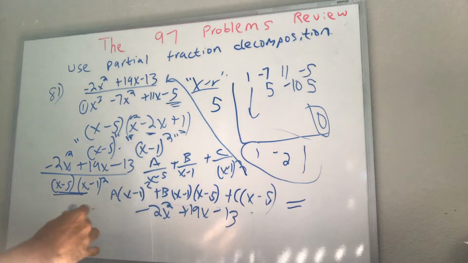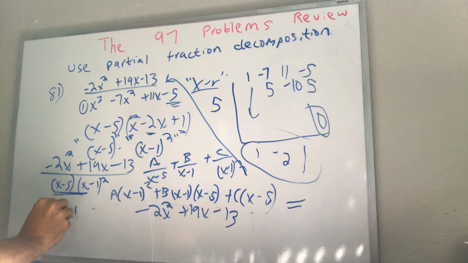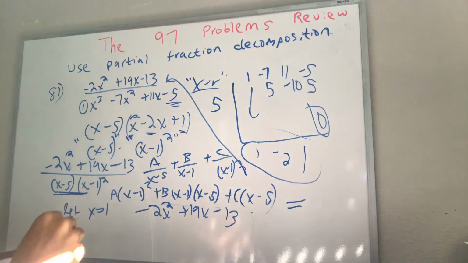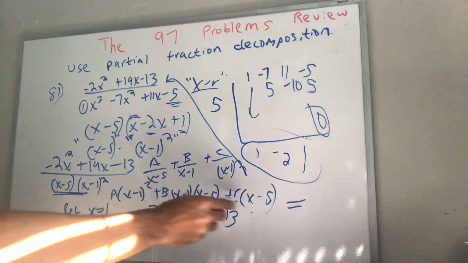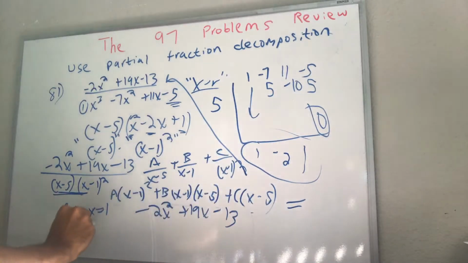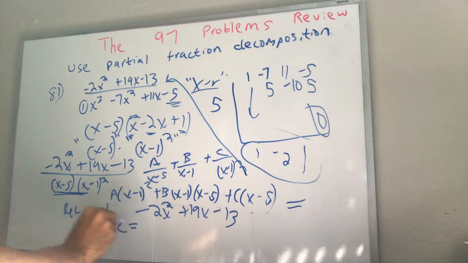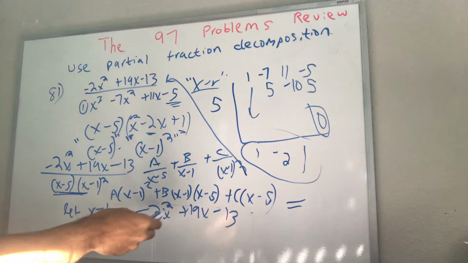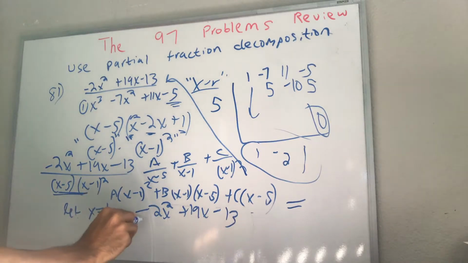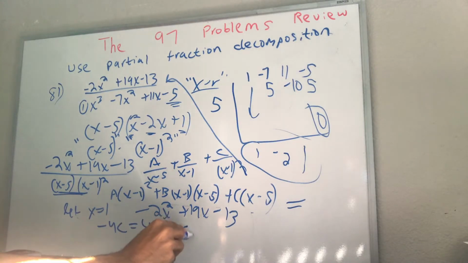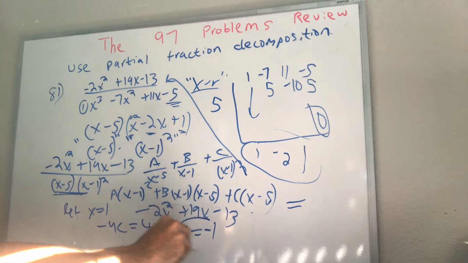So now we have it. Now we can say that let x equal 1. If we let x equal 1, well then obviously this goes away, and we are left with negative 4c. And then we can plug 1 into this expression. If we do that, 1 squared is 1, negative 2 plus 19, 17 minus 13, that's 4. So we know that c is equal to negative 1.